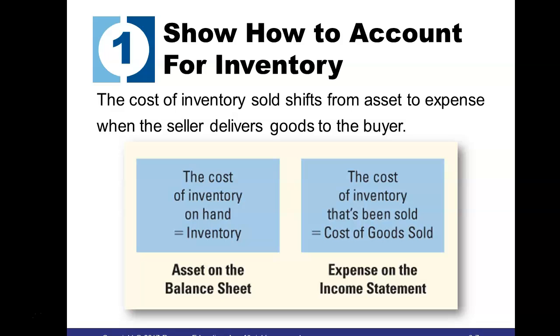So inventory cost shifts from asset to expense when the seller delivers the goods. That's right. The inventory is an asset. Very, very important. It is something that you own that you can use. In this case, we're going to sell it at a markup price. But we have to show how much it cost us. How much did that item cost us?